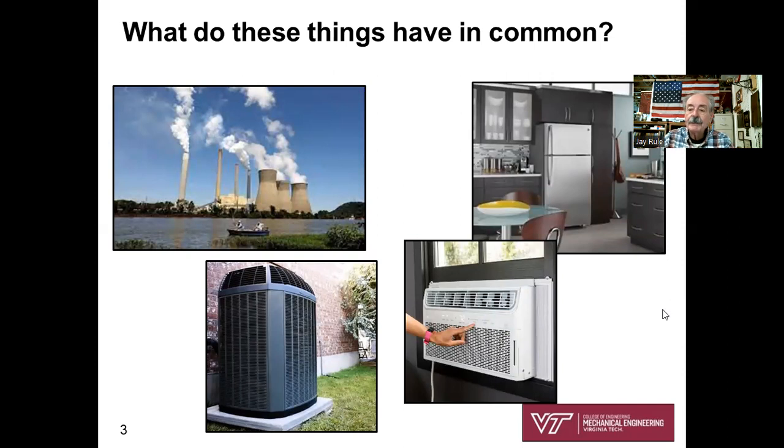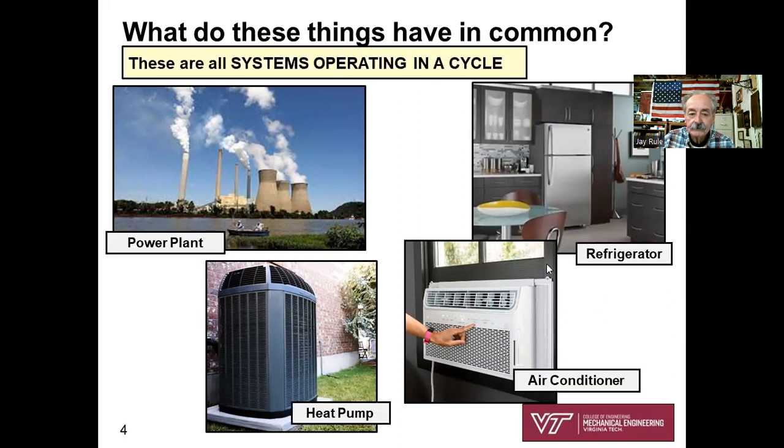What do these four images have in common? Let me pause just for a little bit so you can eyeball those four images, see if you can identify what's described by those images, and then we'll go from there. All right, now, what they have in common is that all four of those images are closed systems that are operating in a cycle. Each of them is operating in a cycle.